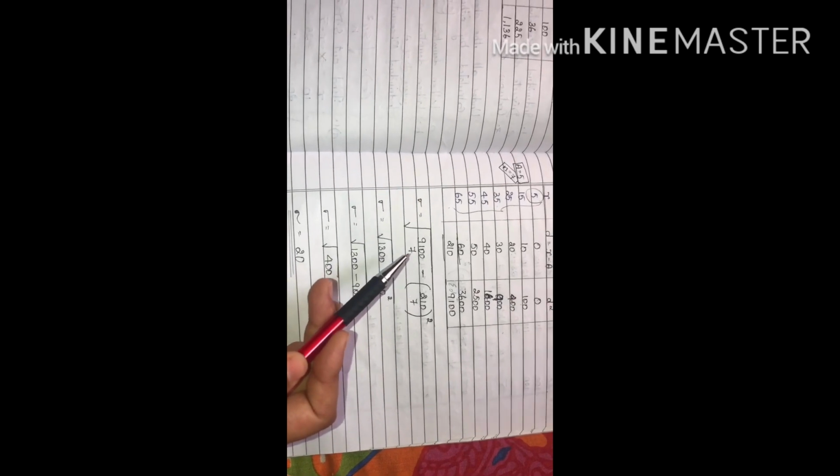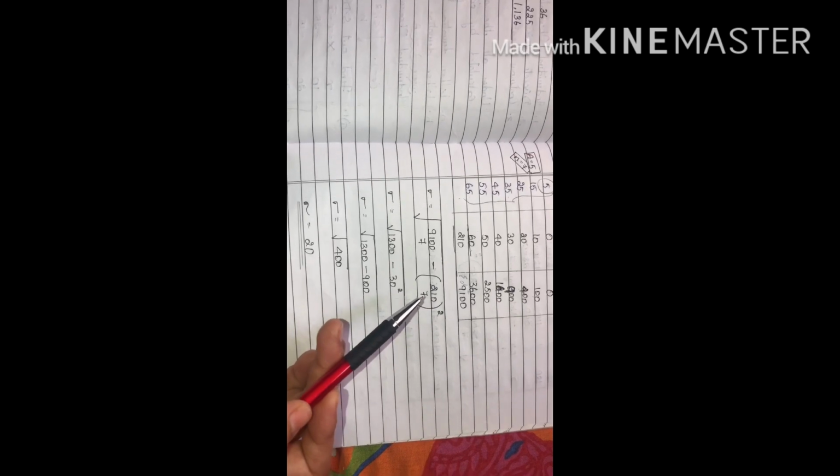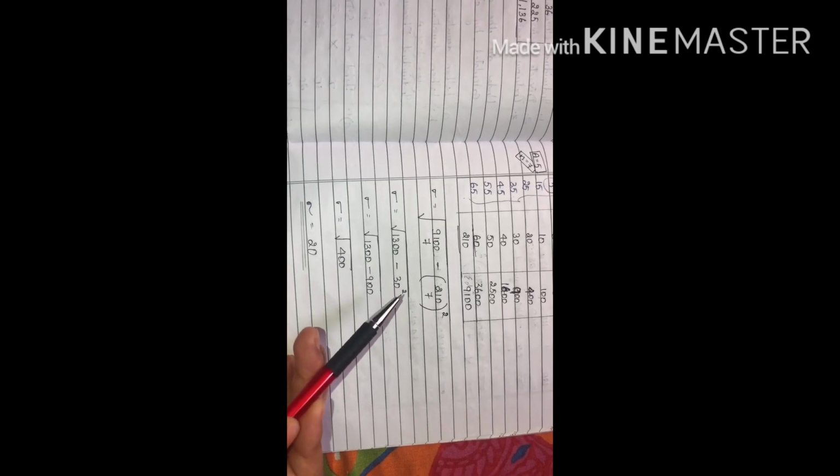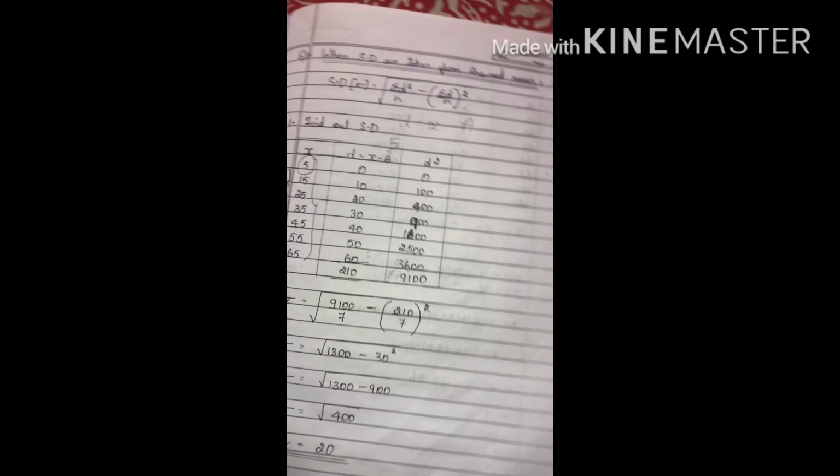Now 9100 divided by 7 is 1300, minus 210 divided by 7 is 30 to the power of 2. The next step is 1300 minus 30 to the power of 2, which is 900. So again the next step, you are deducting 1300 minus 900, you are getting 400. The root of 400 is 20. That's how you need to calculate the standard deviation under assumed mean.